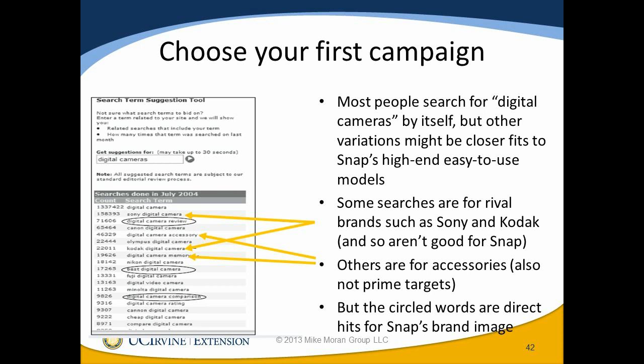Now, there's nothing wrong with that as a keyword for Snap, but it's not for this campaign. So once you're ready to do a search marketing campaign for digital camera accessories, then this would be a perfect keyword to use. The circled words are ones that really fit Snap's brand image, because Snap doesn't really sell cheap digital cameras, so they don't want that one.